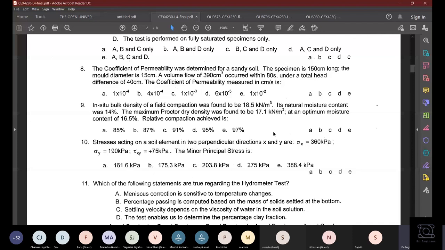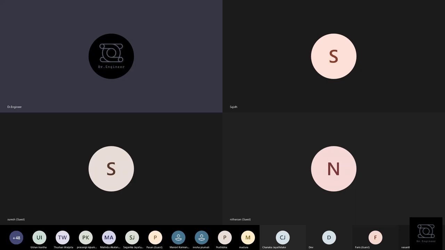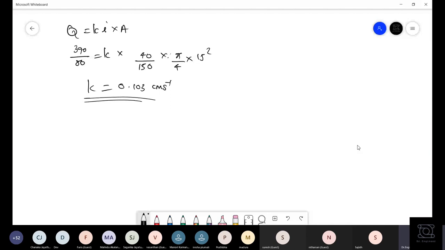To find the field dry density, we usually perform a test called the sand cone test. There's a small portion on it in the textbook, session 16 in the old book, I think. It's the sand cone test. They have given the bulk density in the field as 18.5, and the in situ water content as 14.